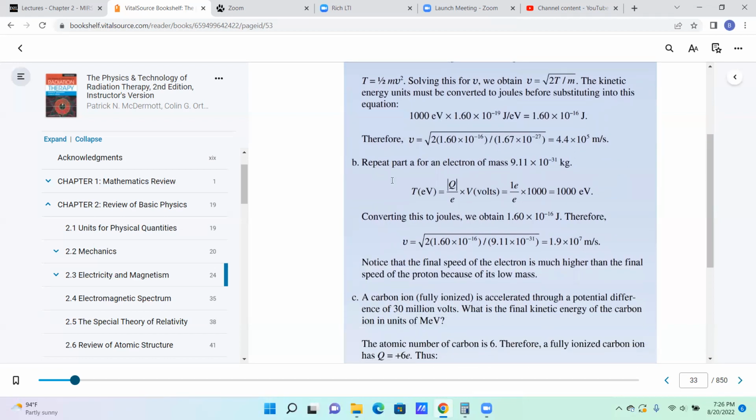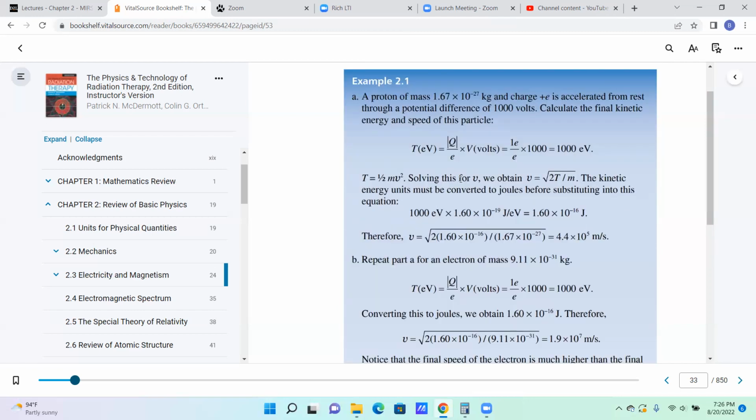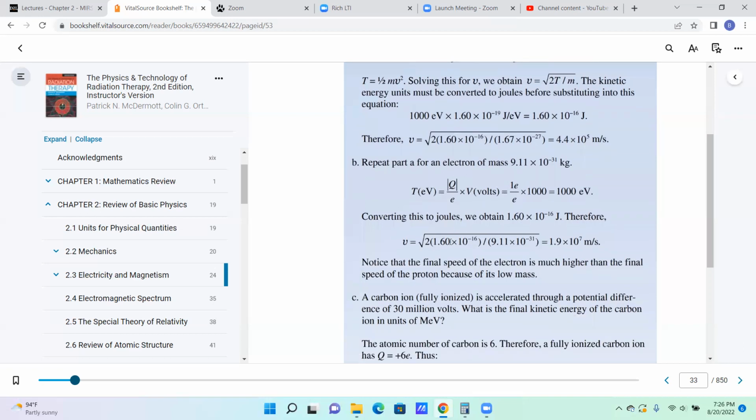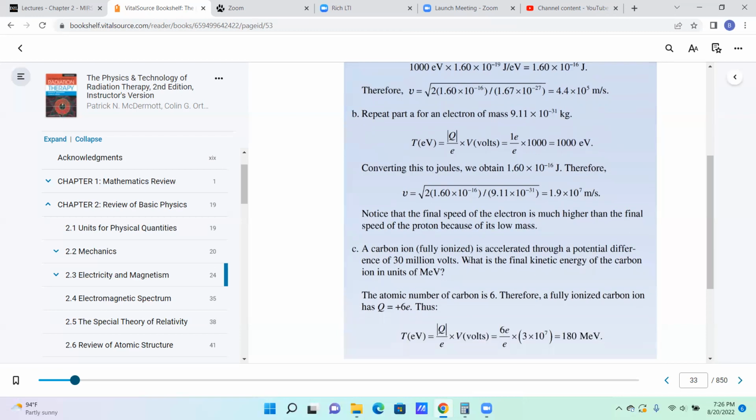If we take all of this and repeat it for an electron, running through the same thing here, we end up, of course, with 1,000 eV. Again, we were using 1,000 volts at the beginning. We take this energy and put it in here. We're dividing by a different mass, so we can see here that the velocity is much faster, which is what the book was alluding to earlier.